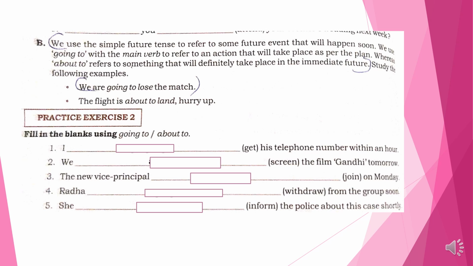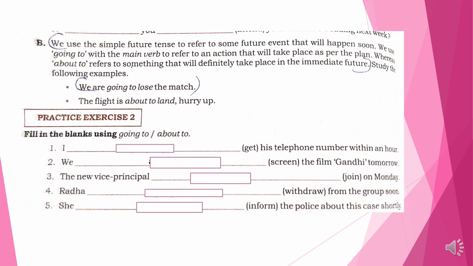We use the simple future tense to refer to some future event that will happen soon. We use going to with the main verb to refer to an action that will take place as per the plan, whereas about to refers to something that will definitely take place in the future. Study the following example, children. We are going to lose the match. The flight is about to land. Hurry up. Now let us use this point to do the next exercise.